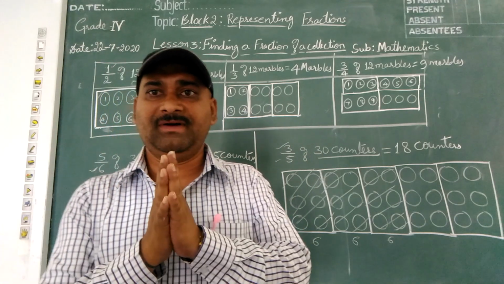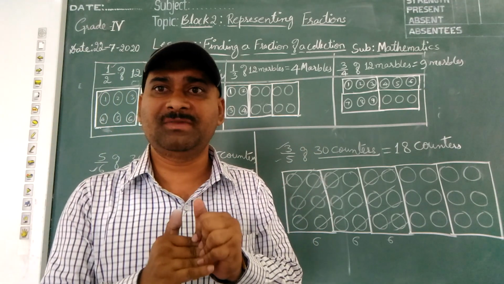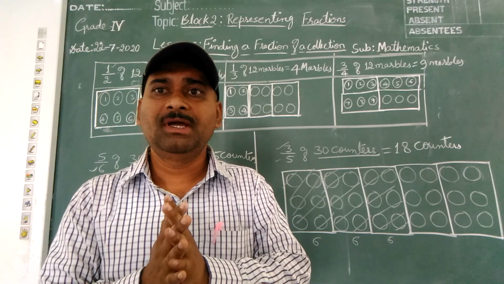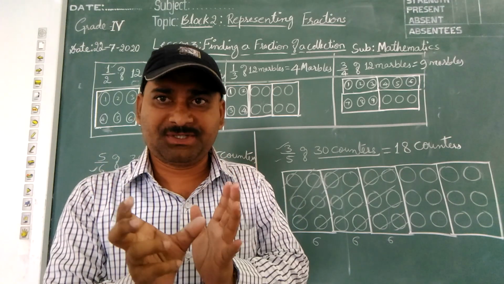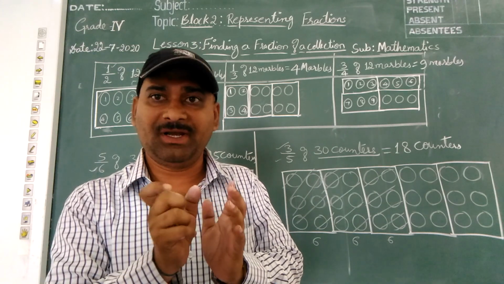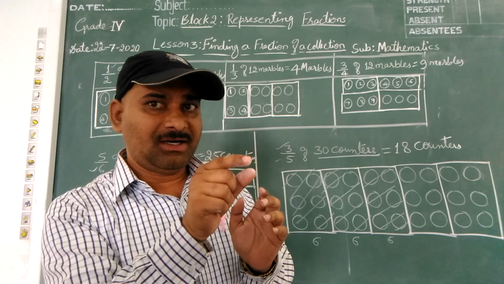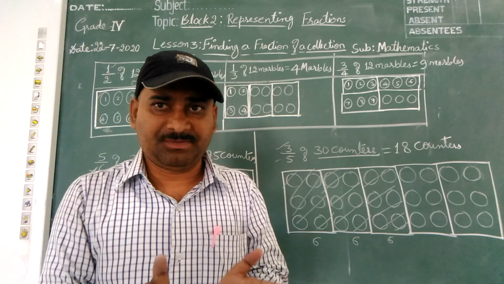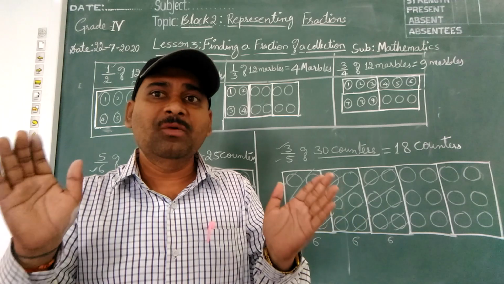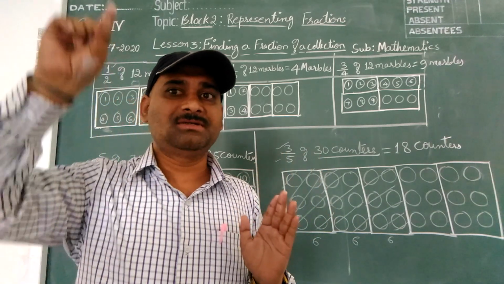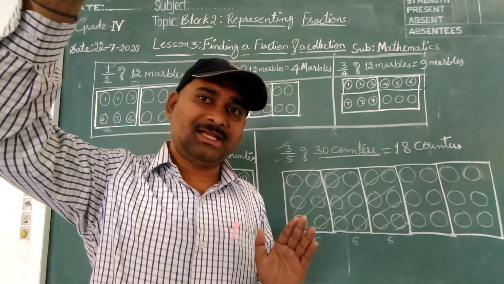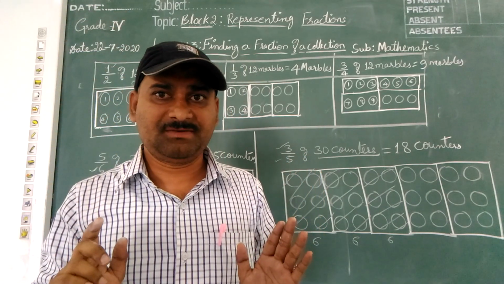If a question is given, how to find the fraction from the collection of a group: make the number of groups indicated by the denominator. Look at the denominator and prepare those many groups. And out of those many groups, how many groups I should select will be indicated by the numerator. Look at the numerator and select those many groups. Very simple, children.